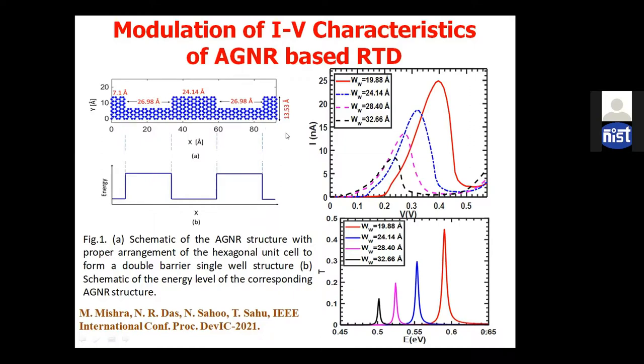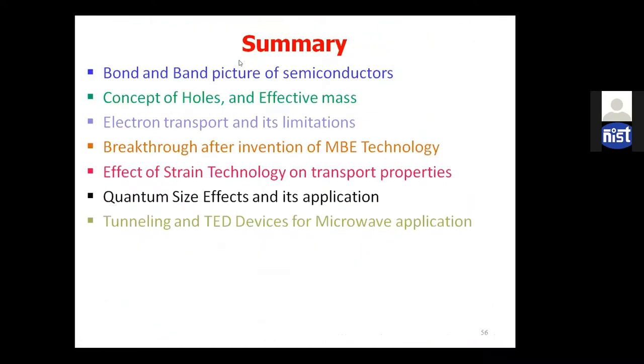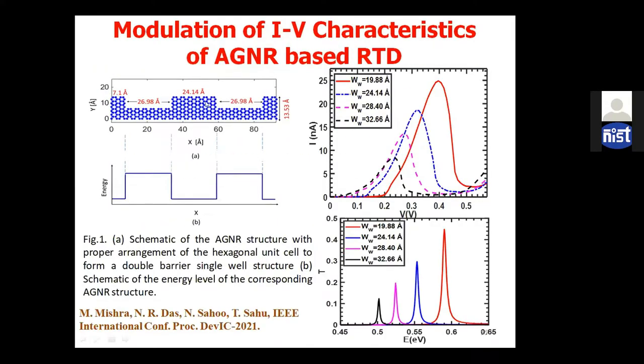So see, this is the layer structure schematic of an armchair graphene nanoribbon. Here, this one looks like a well in graphene, but in reality, in terms of potential, it is actually a barrier. This looks like a barrier, but it's actually a well. Now if we change this well thickness, then in principle, if the well is thinner, obviously there will be more tunneling and we will get more current. So for this case, when the well is 19.80 angstrom, this red one, as the well thickness increases, the current density gradually decreases.